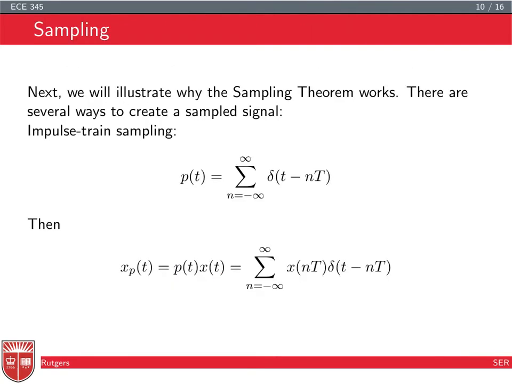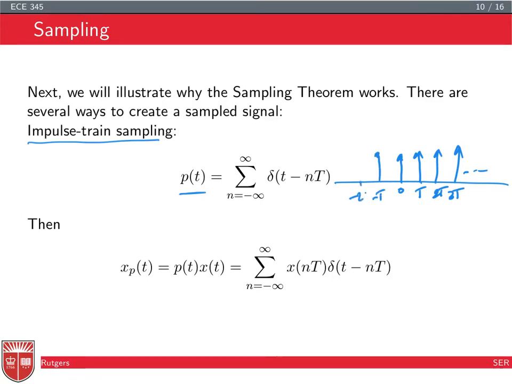Now, how can we write this sampled signal mathematically? I'm going to look at what is known as impulse train sampling, meaning I'm sampling by using a train of pulses. Here I'm sampling using the signal p of t, which is a sum of delta functions, a sum of impulses spaced by t. So this signal looks something like this: you have impulses at 0, t, 2t, and so on, and also at negative t, negative 2t, and so on.